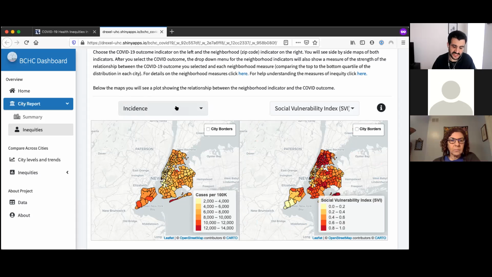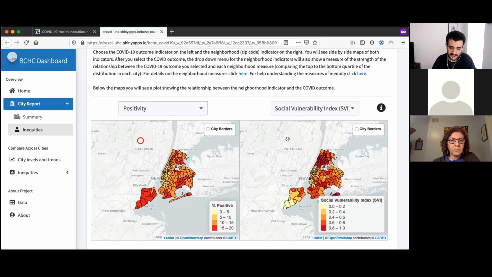type. So we can look at incidence, testing, positivity, or mortality. Let's, for example, click on positivity here. And we can see how New York has areas with lower positivity, for example, here in Manhattan and in Brooklyn, and areas with higher positivity up here in the Bronx, Queens, and Staten Island. Now, on the right-hand side of this figure, what we can see is a number of social environment indicators.